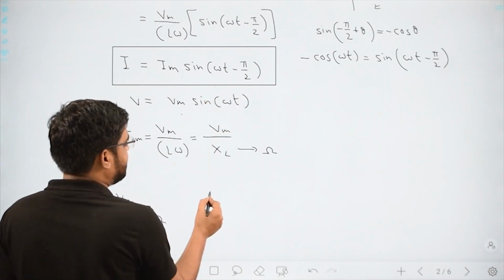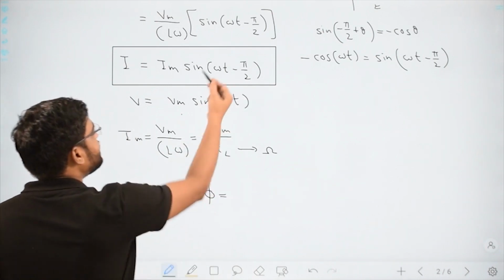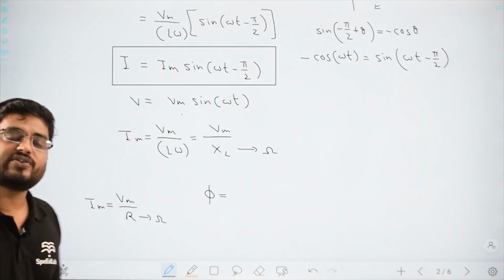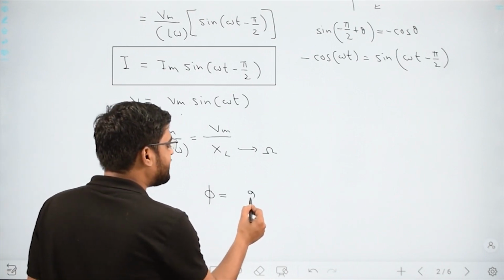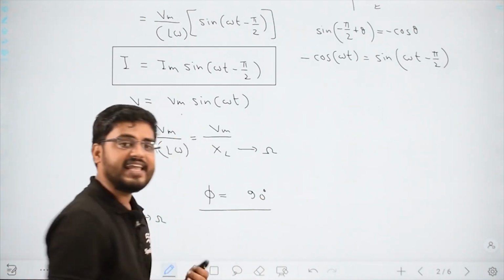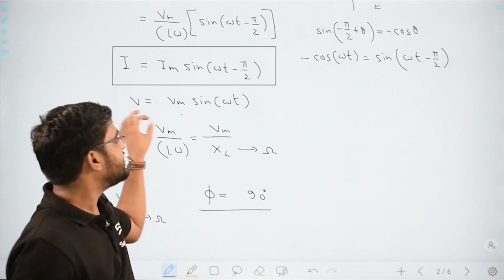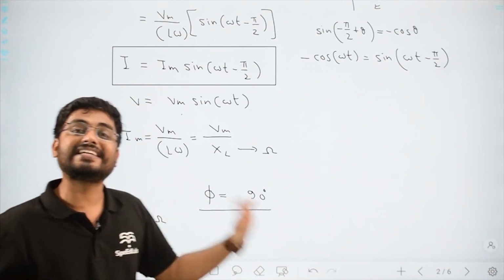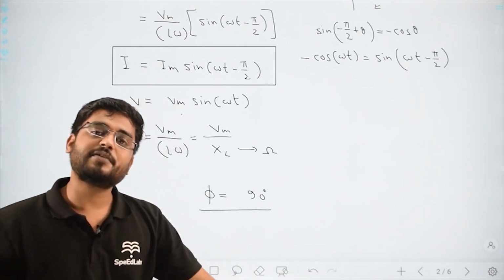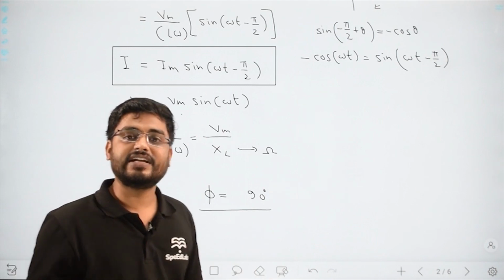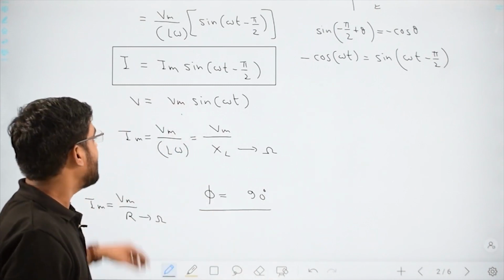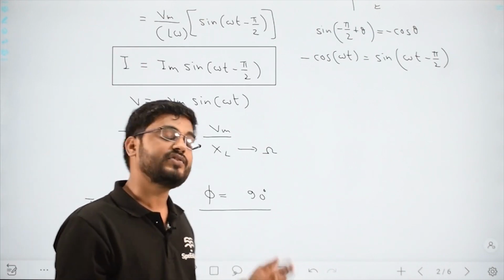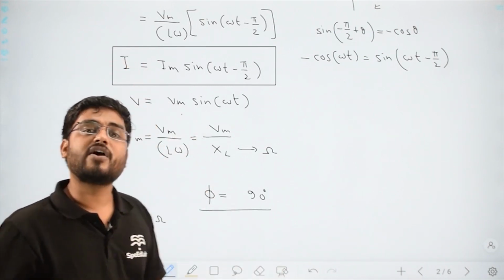what about the phase difference? As you can see, the current and voltage have a phase difference of pi by 2 or 90 degrees. So the phase difference is simply 90 degrees, but the way of saying it is different. If this is 0, this is minus pi by 2. So we can say that voltage leads the current by an angle of 90 degrees, or alternatively we can say current lags. Current is behind. So current lags behind the voltage by an amount of pi by 2.